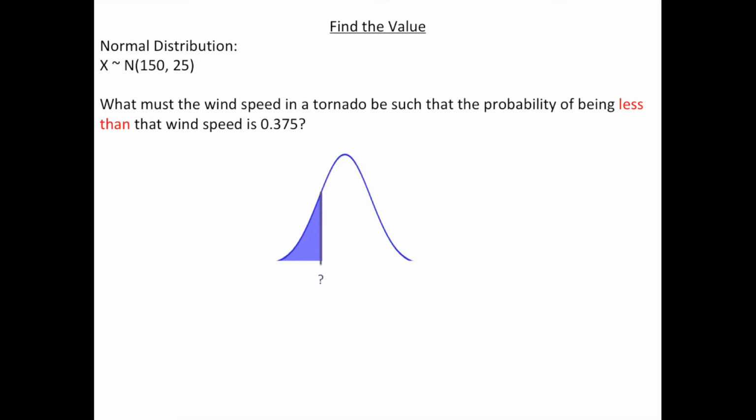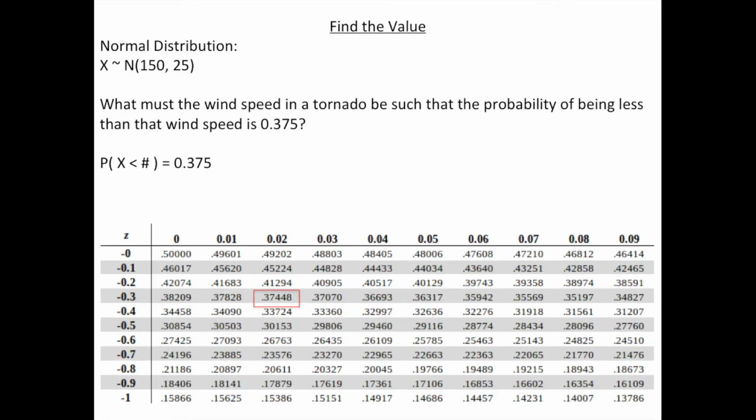So for our first example, it asks what must the wind speed in a tornado be such that the probability of being less than that wind speed is 0.375. When you're given a less than probability and you're trying to solve for x, you're going to use your standard normal table and search for the probability on the inside. Here I've selected 0.37448 because it's very close to 0.375, and then I'm going to find the corresponding z value. And here my z-score is negative 0.32.